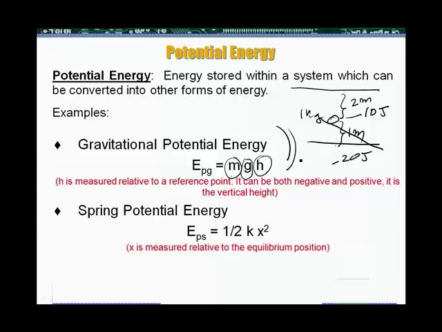Now, another type of potential energy that's important is what we call the spring potential energy. Whenever you compress a spring, you store energy in it. That spring potential energy is given by 1/2 k x squared, where k is the spring constant and x is the amount by which you either stretch or compress the spring. x is measured relative to the equilibrium position, and it can be either a compression or a stretching. It does not matter. It's 1/2 k x squared. That's another type of potential energy that we'll deal with.